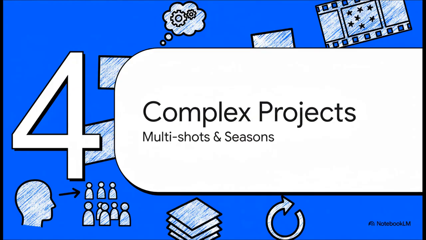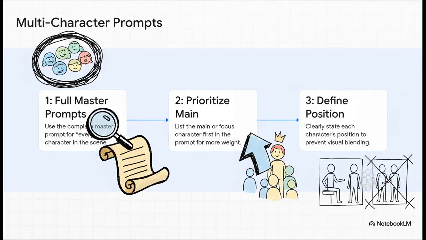Okay, so we've got a handle on single characters, but what happens in the real world? Let's talk about managing complex projects, from simple two-shots all the way to entire seasons. When you've got more than one character in a shot, there are a few simple but honestly critical rules. First, you have to use the full master prompt for everybody in the scene. No shortcuts. Second, put your main character, the focus of the shot, first in the prompt. The AI tends to pay more attention to whatever it reads first. And finally, tell it exactly where they are. Zara on the left, Rhodes on the right. This stops the AI from getting confused and mashing them together.